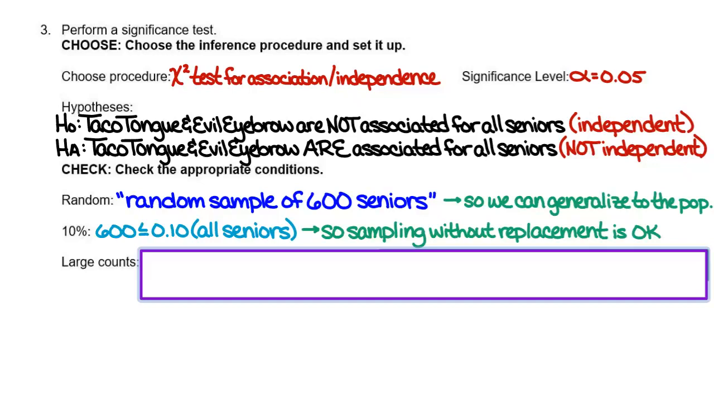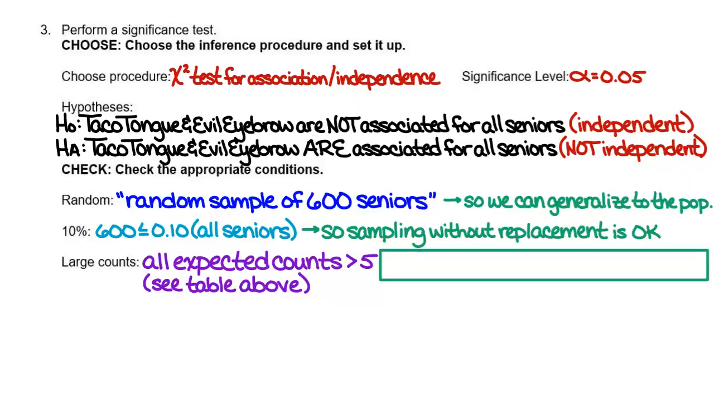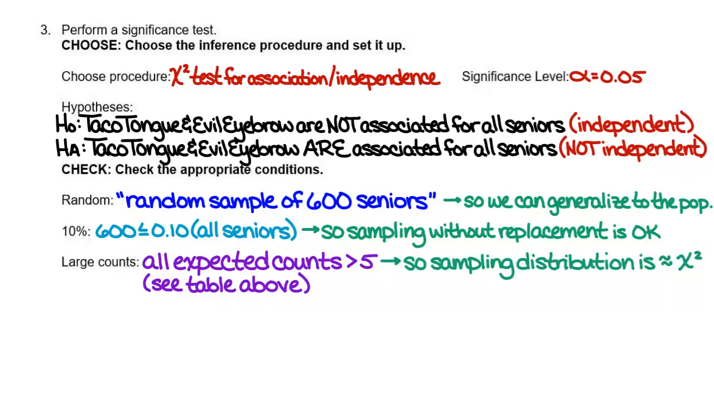And what do we need to meet for large counts? All of the expected are above 5. Are our expected above 5? Absolutely. So you can either write them all down right here and show me that they're all greater than 5, or if you've already done it like we did in the table up above, just make a little note for where this is located. And why do we care about this one? So it's approximately chi-square. The sampling distribution is approximately chi-square.